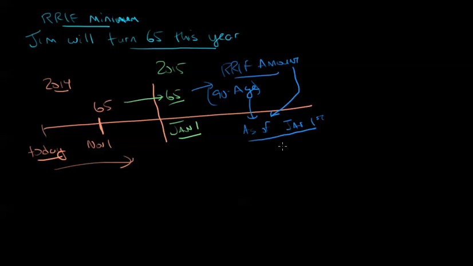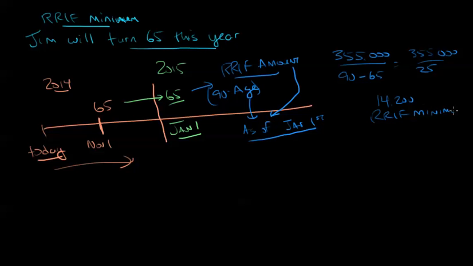And in this particular instance, we can see that it would be $355,000 in the RIF divided by 90 minus Jim's age as of that date, which would be age 65. So 355,000 divided by 25 would give us a $14,200 RIF minimum.